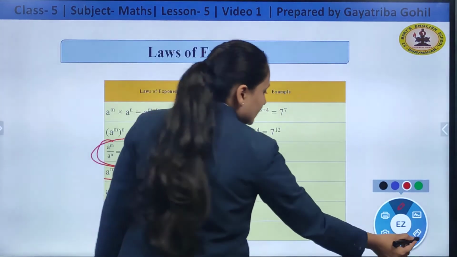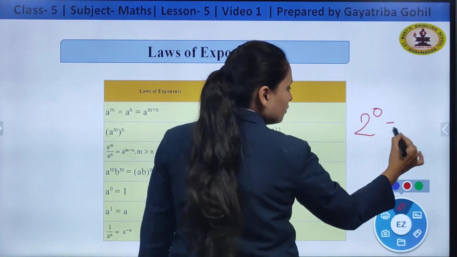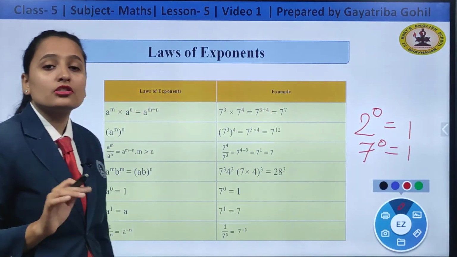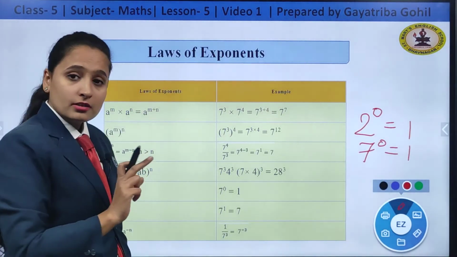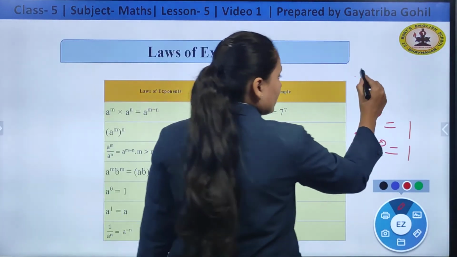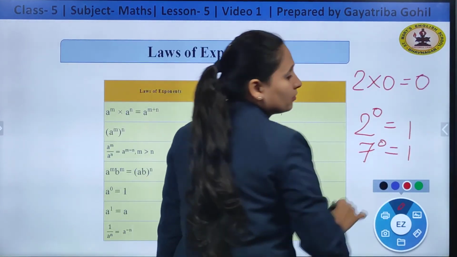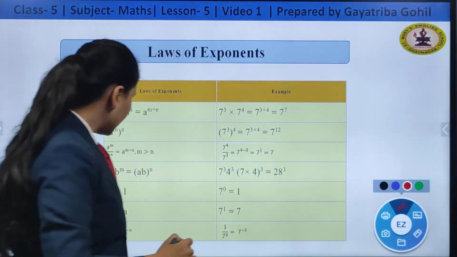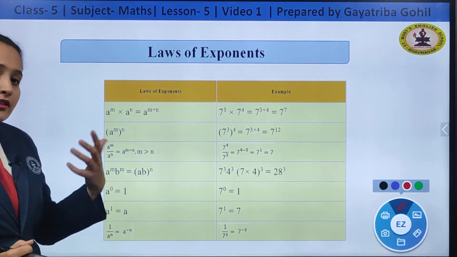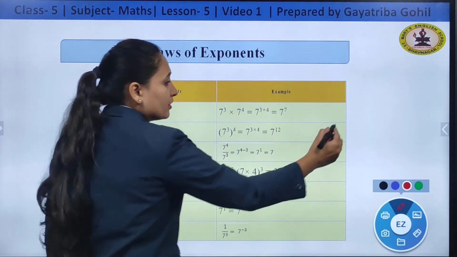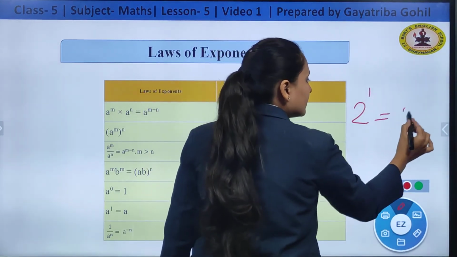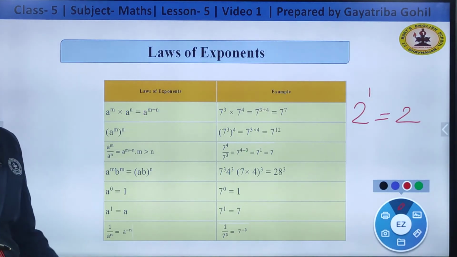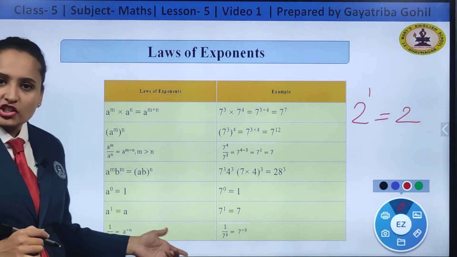For example, 2 raised to 0 will be 1, 7 raised to 0 will be 1. So anything to the power 0 is 1. Do not confuse it with multiplication. 2 into 0 will be 0. We are only talking about the power over here. A raised to 1 is a. If the power is 1, you do not need to denote it. For example, 2 raised to 1 is nothing but 2. No need to show that. 1 upon a raised to n is equal to a raised to minus n. This is the formula that we just understood.